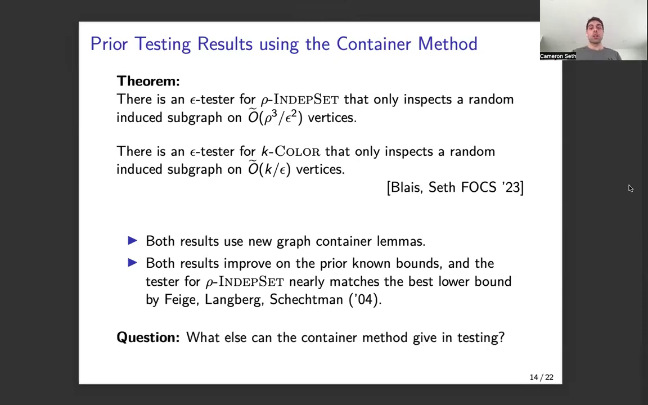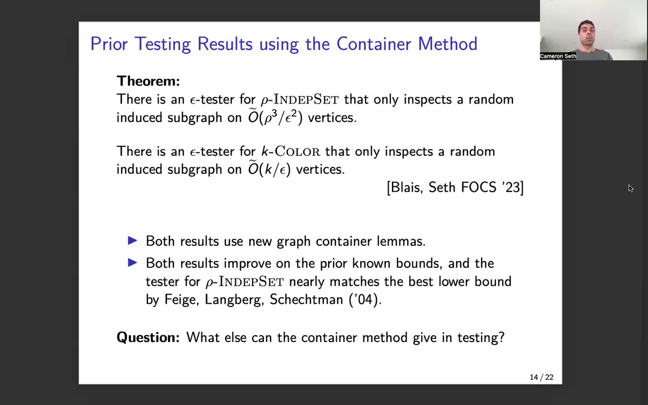But the main question is, what else can the container method give in property testing? And in particular, there are two interesting directions. First, we know from combinatorics that this container method has many applications to problems that aren't necessarily on graphs, so problems where we can map the problem into a problem about independent sets on graphs. So similarly, can we do this for some property testing problems that might not be on graphs at all, but we can map them into problems about independent sets?